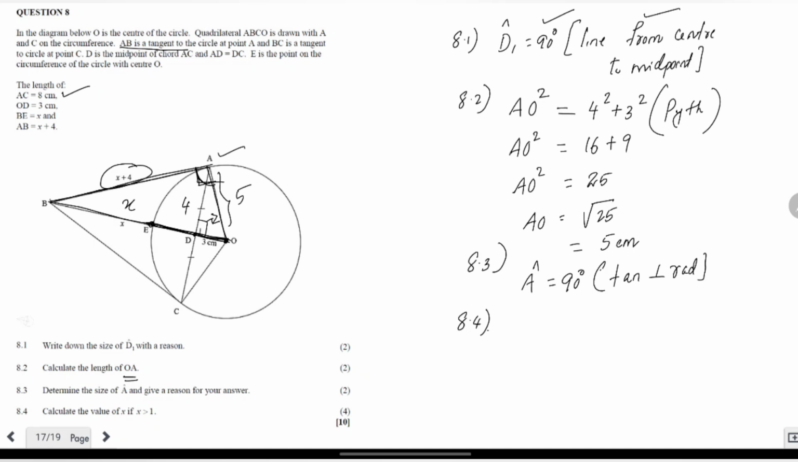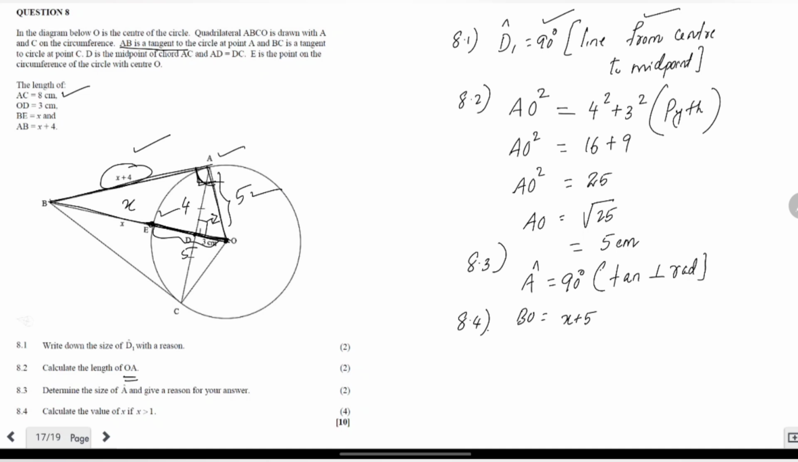See, that's why I said, radii, all of them you have to identify, because a lot of things you can do. So EO, I'm talking about this one, guys, is also 5, because this is also a radius from the center to the circle. So what is BO? BO is equal to, from B to E is x, then E to O is 5. So altogether x plus 5. Isn't it? Alright, so we can see all three sides. AB is x plus 4 and BO is x plus 5 and AO is 5.